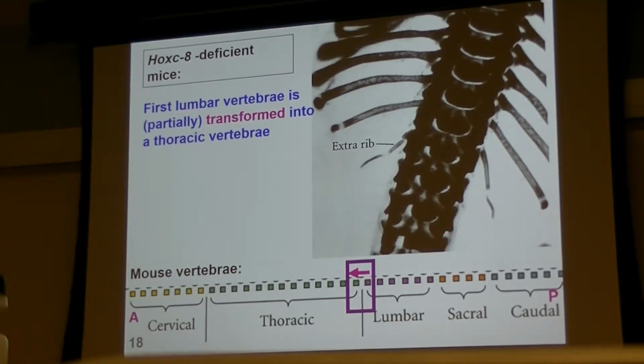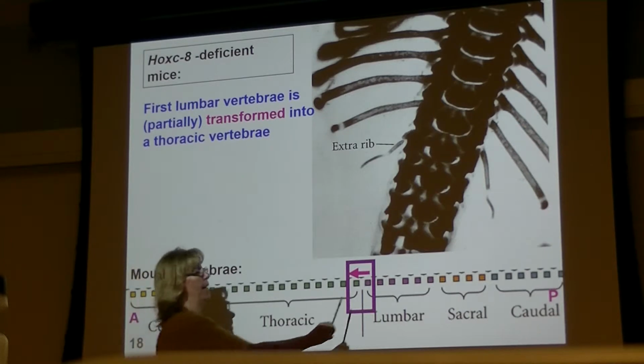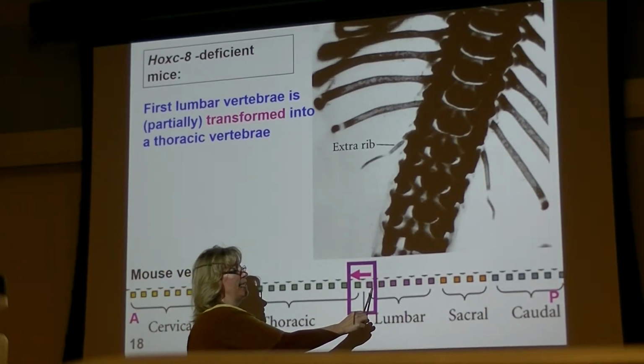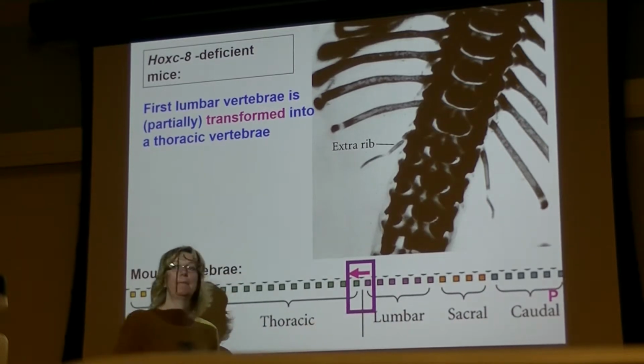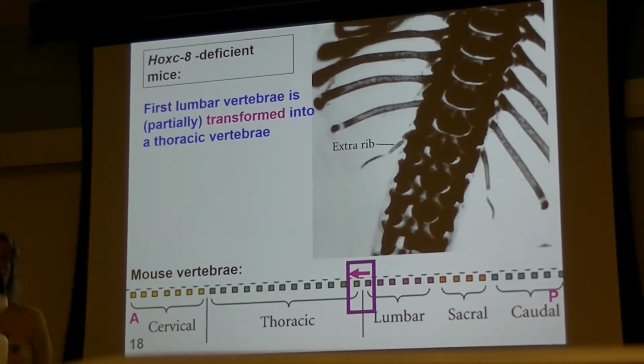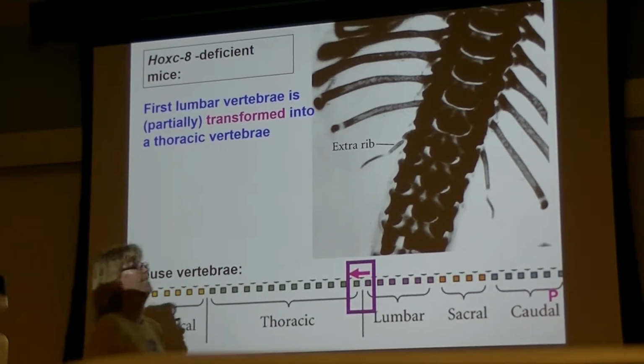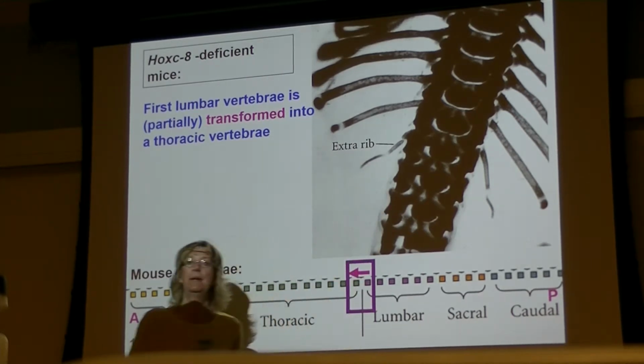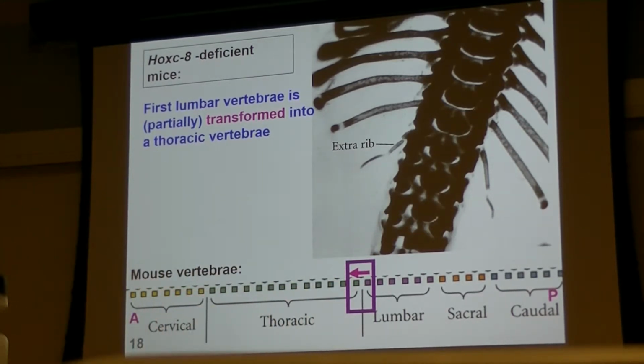So in the case of this HOXA8, both copies mutant, what you see is that this first lumbar vertebrae changed its identity and became a thoracic vertebrae. And part of the reason that we know that this is true, in addition to the shape and size of the vertebra itself, is that now this vertebrae started growing a rib on both sides, like all the thoracic vertebrae always do. They always have a rib. So this actually gives you a homeotic transformation because we've converted a lumbar vertebrae into a thoracic vertebrae and made an extra structure, which is the rib. Questions on that?